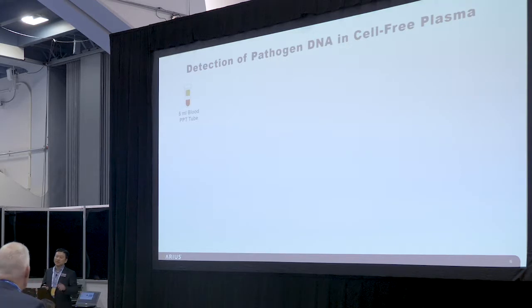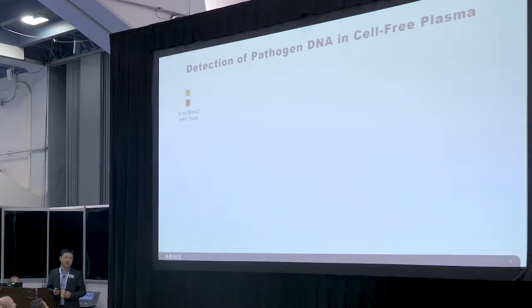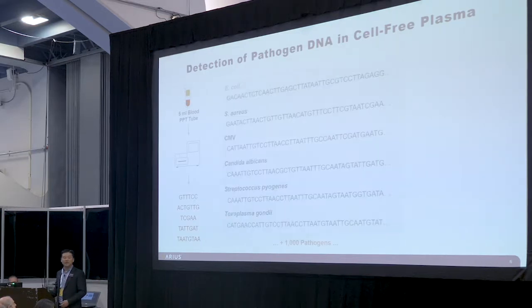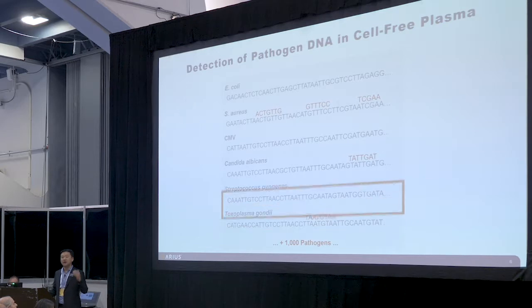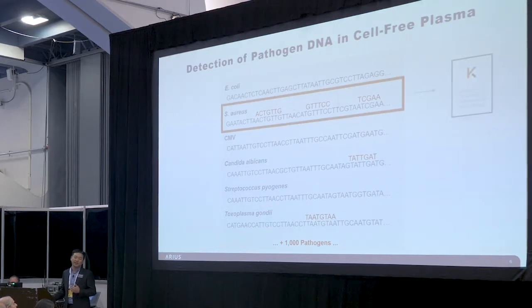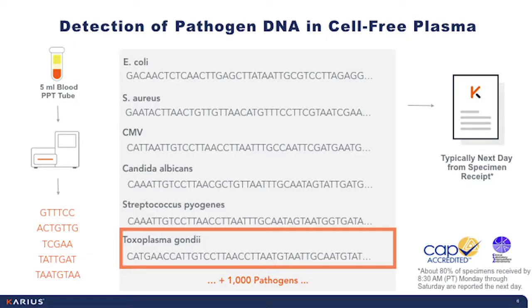The way it works, just really briefly, is 5 mL of blood in a plasma preparation tube. We can use smaller volumes in pediatrics, so please talk to us about that. That sample is then brought to our labs here in Redwood City in the Bay Area. After performing next-generation sequencing, we align those sequences across our proprietary, curated database of over 1,000 different pathogens. Then we identify and quantify those pathogens and release that in a report. Typically we return that result next day from the time that we receive that sample.